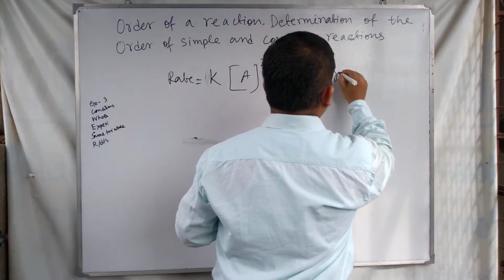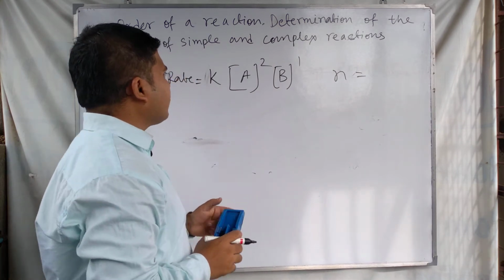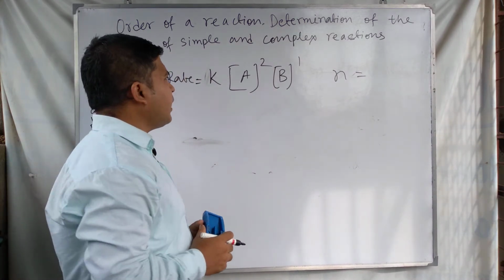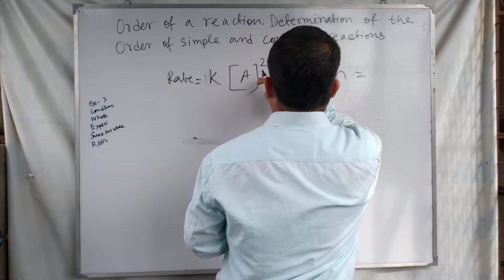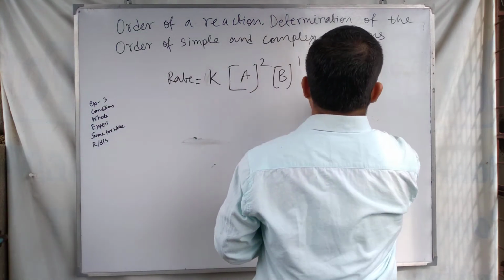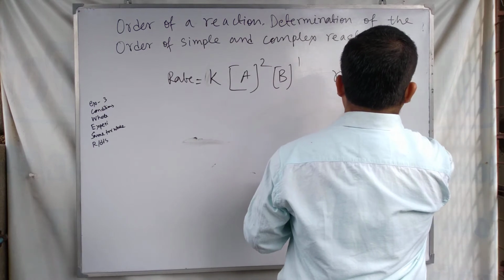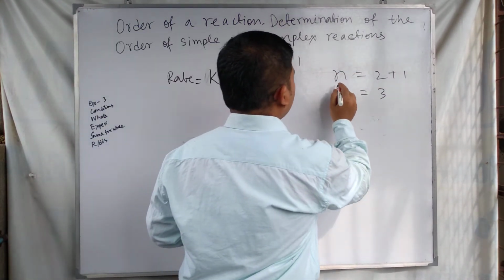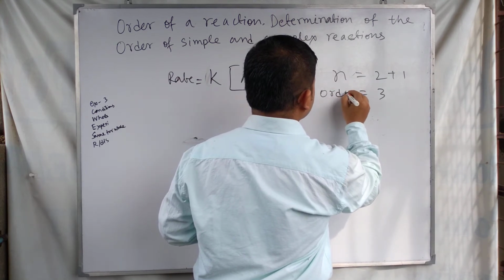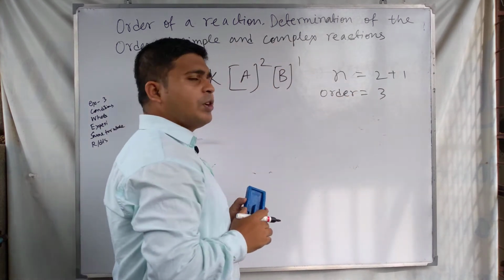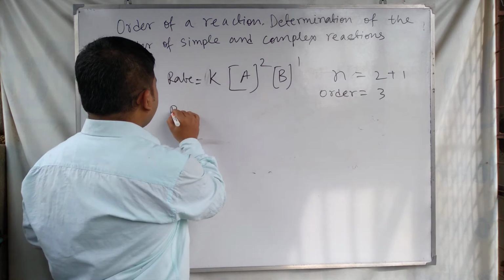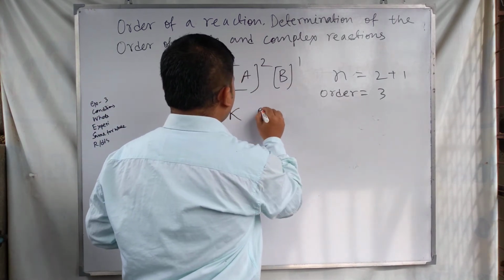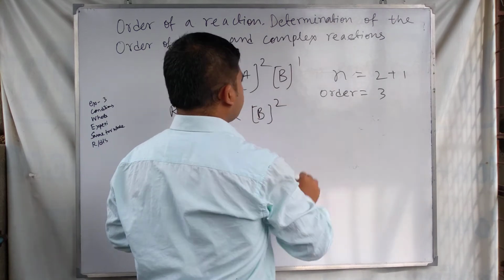So in this case, the order of the reaction, the rate equation is this one, and the order of the reaction is the sum of the powers of the concentration terms, which means 2 plus 1, that means 3. 3 is the order of the reaction. N means order, which is 3.